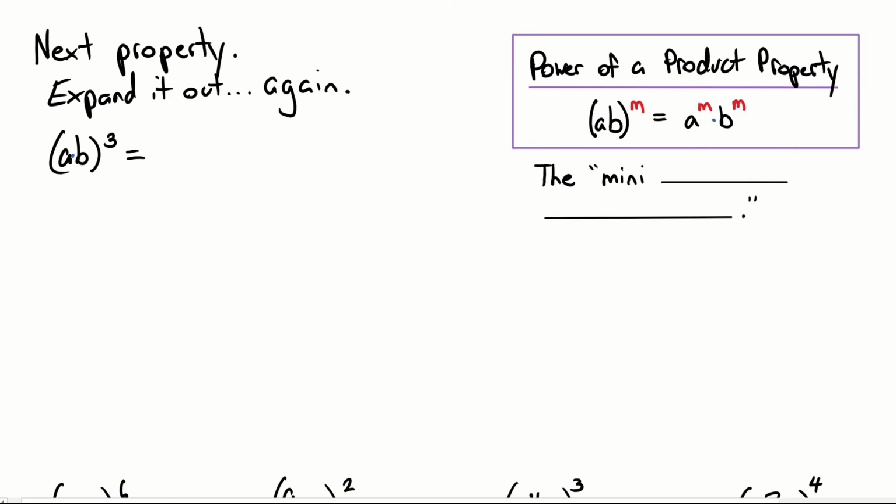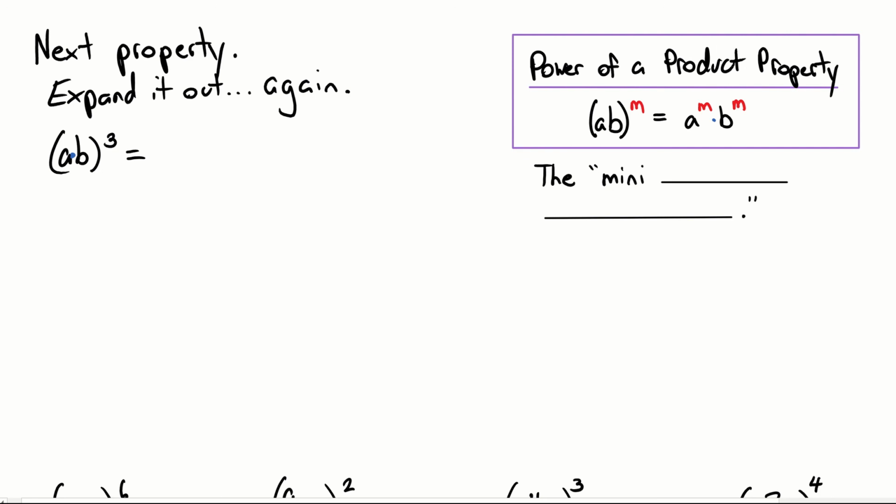Let's look at our next product property of exponents, our third of three product properties. Now, there are more, but all we have to learn are these three for our purposes. This one's called the power of a product property, and I give it a nickname too, which I'll fill in just a moment. Here, let's look at (ab) to the third, which we know is (ab) times (ab) times (ab).